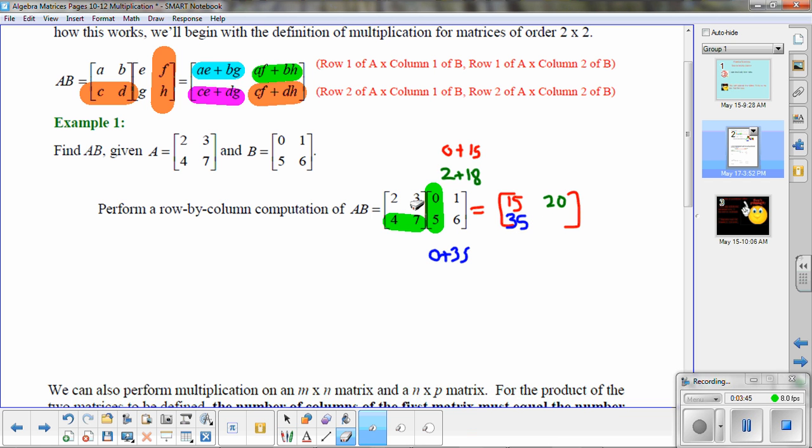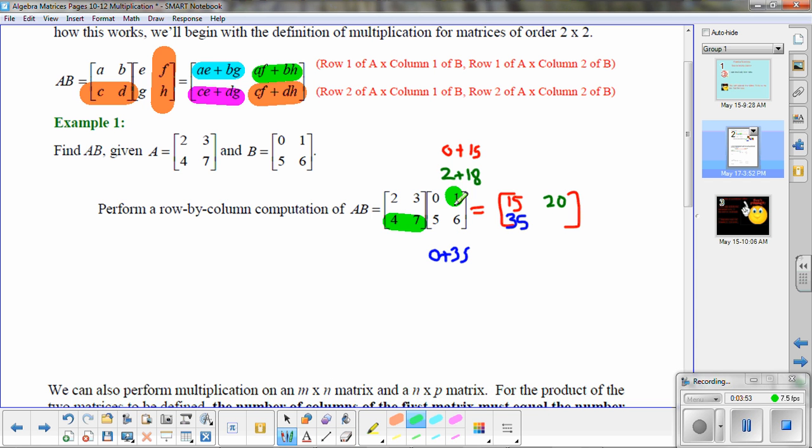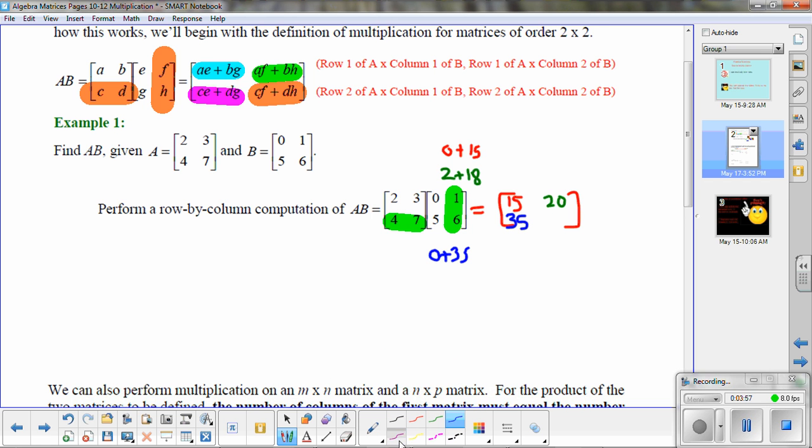And then we have to do second row, second column. Four times 1 is 4. 7 times 6 is 42. 4 plus 42 is 46, and that's going to go in the second row, second column.